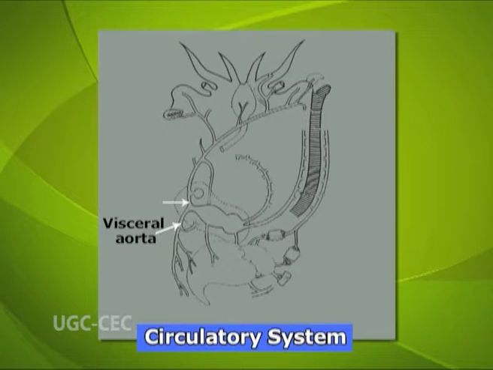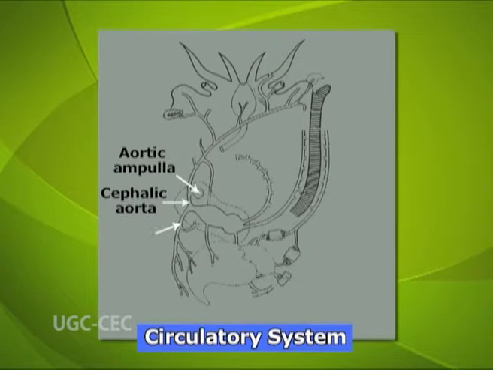It is swollen into a thick-walled contractile aortic ampulla at its base, which helps in the propulsion of the blood. The cephalic aorta gives off three branches on its outer side to skin, esophagus and mantle. The visceral aorta passes through the visceral mass and supplies blood to the visceral organs.